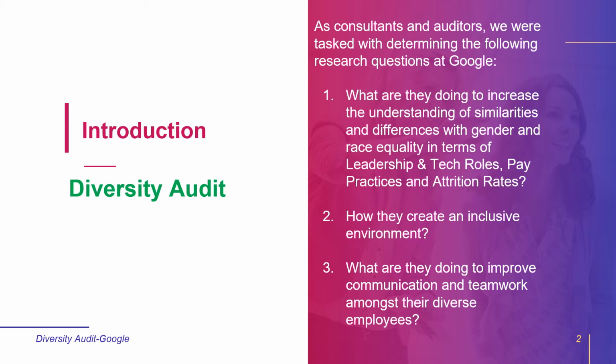So, just a quick introduction. As consultants and auditors, we were tasked with determining the following at Google. What are they doing to increase the understanding of similarities and differences with gender and race equality in terms of leadership and tech roles? Pay practices and attrition rates. How does Google create an inclusive environment? What are they doing to improve communication and teamwork against their diverse employees?